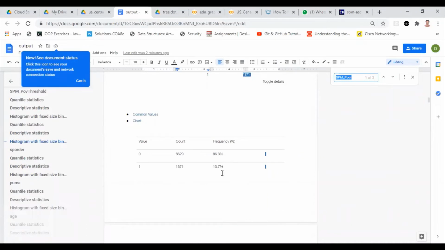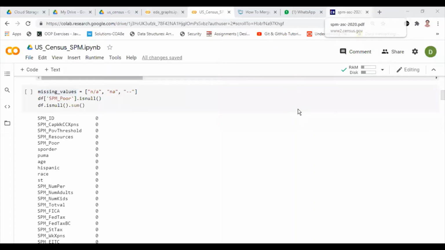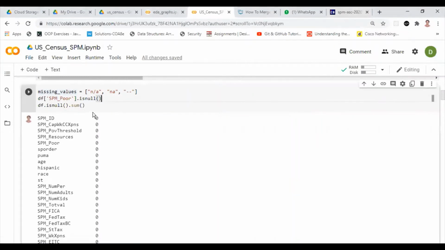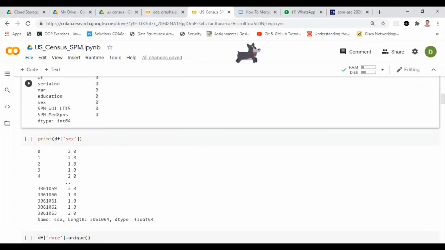It can be seen here that 37.7% of the population is poor. In this data set, we see that there are no null values. We see that the number of null values is 0. So that means we don't have to remove null values.